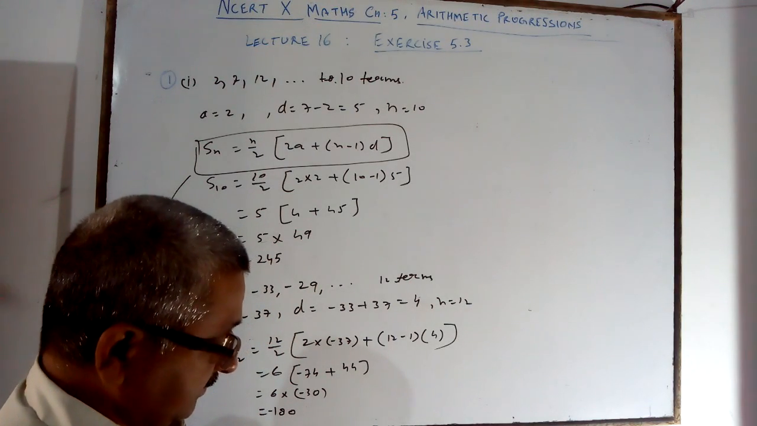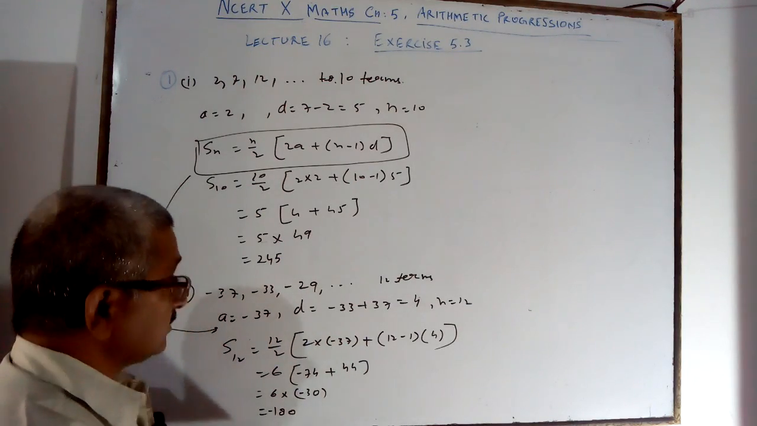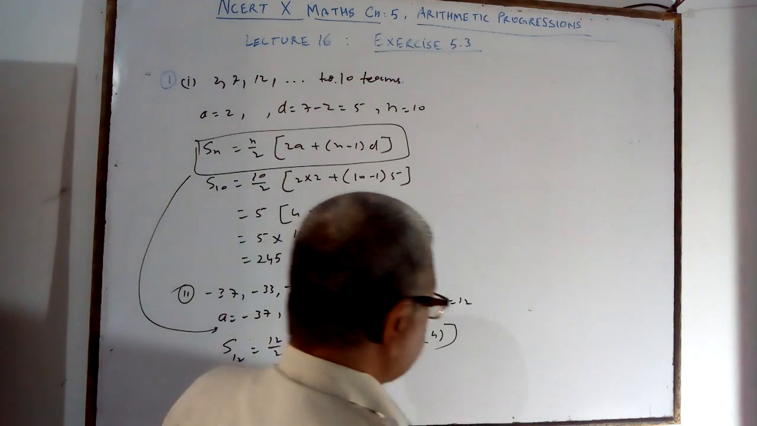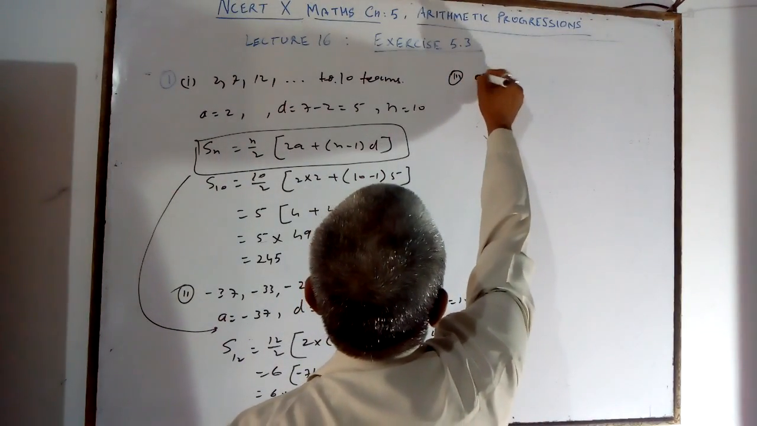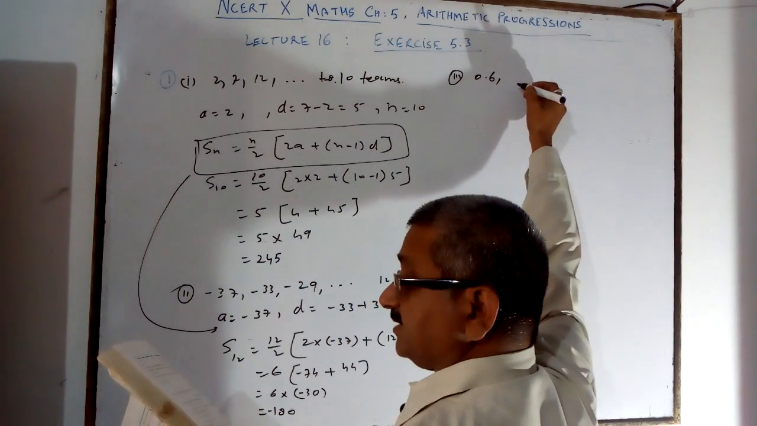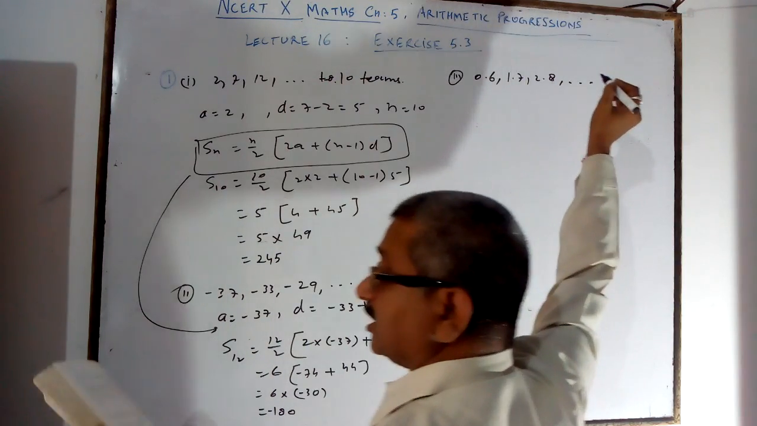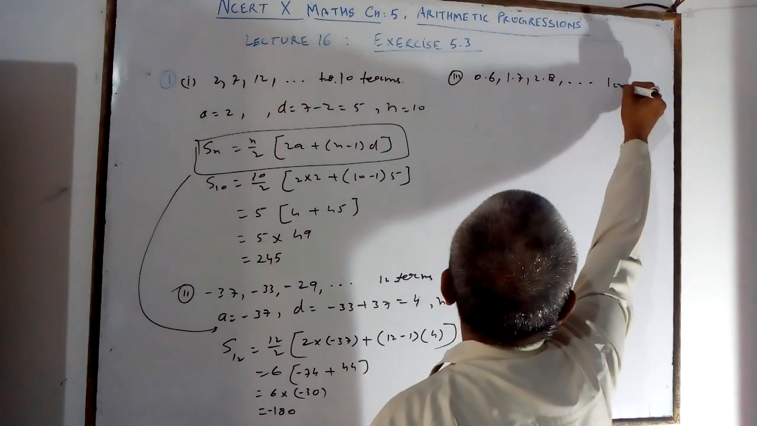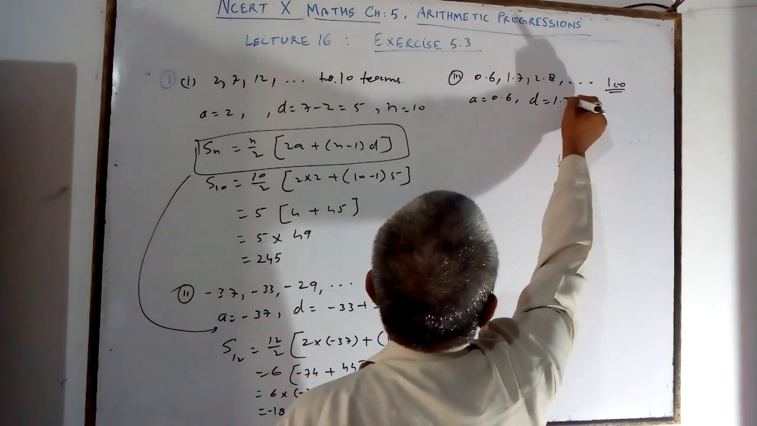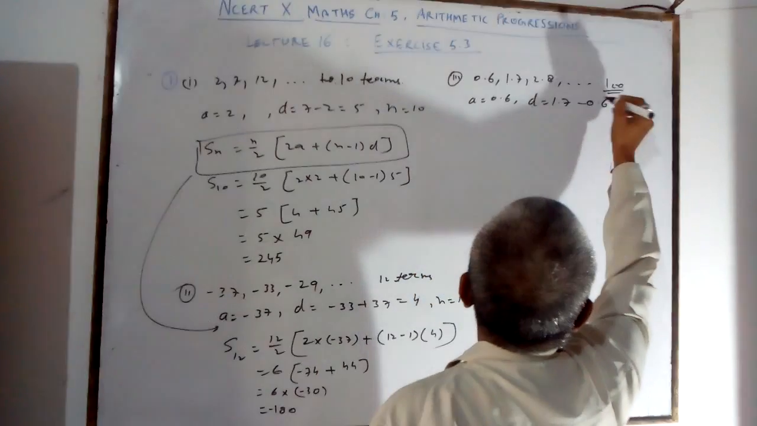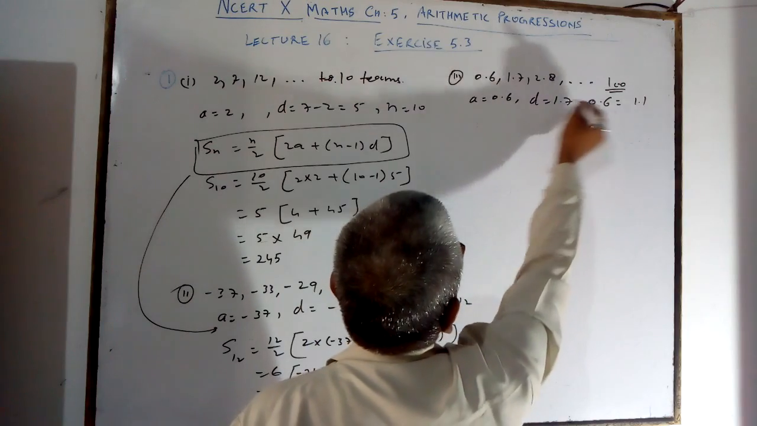Okay. The next one is given. The third part is 0.6, 1.7, 2.8, and so on. Up to how many terms? 100 terms. So what is A? 0.6. What is D? 1.7 minus 0.6, so 1.1. What is N? N is given as 100.